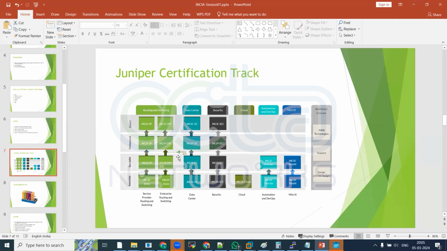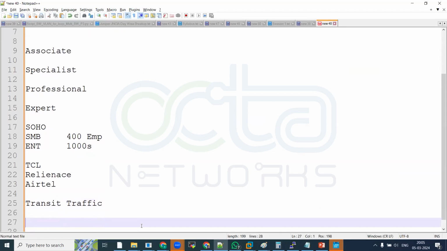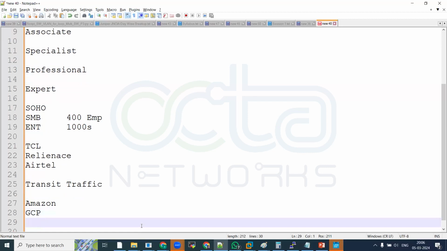What's the role of data center? All the servers are located in the data centers, right? So their traffic is again a different traffic. Amazon is the topmost company. Beside this, we have GCP, Google Cloud Platform, and a few other companies like Microsoft Azure, and these are the top brands.